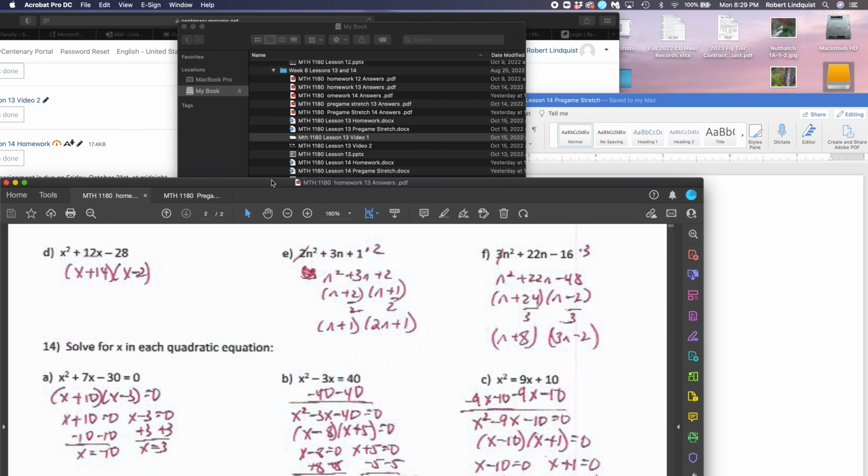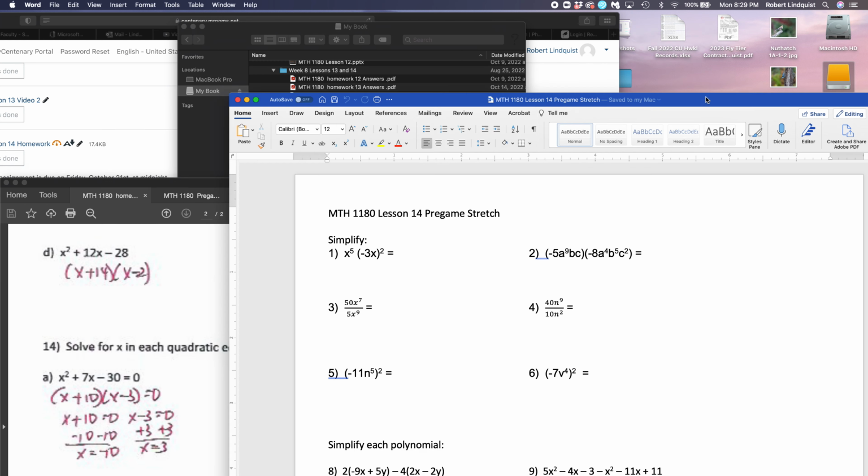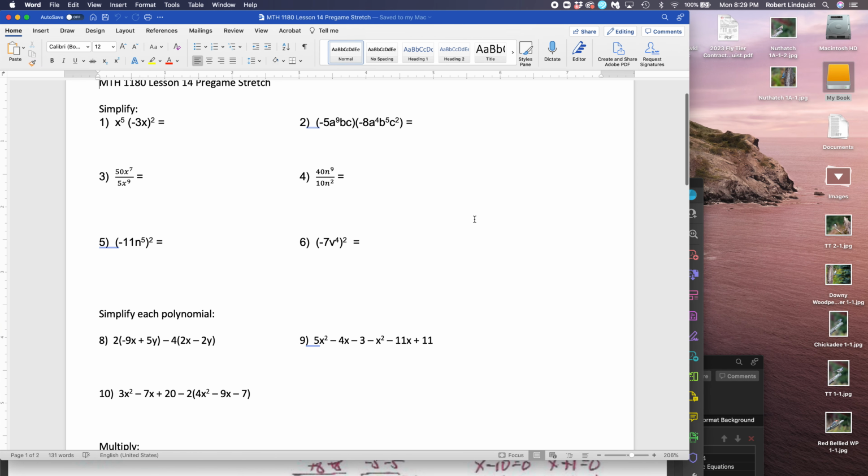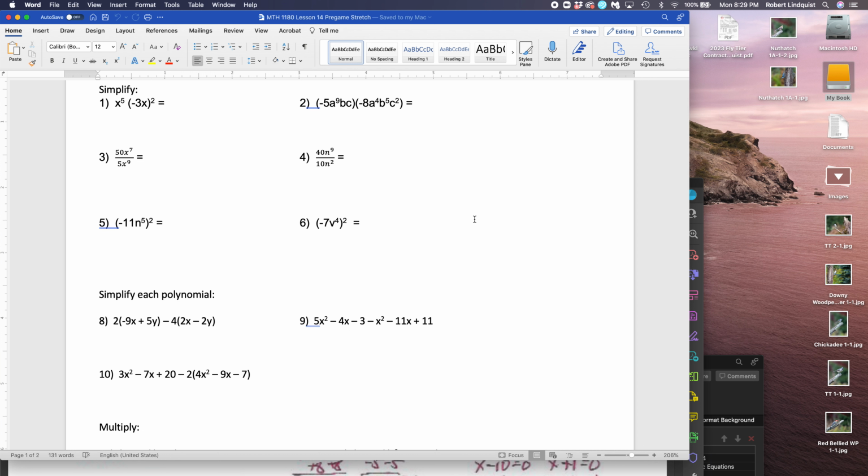homework number 13. Now let's take a look at the pregame stretch for number 14, which of course you can download off Moodle, or you can just do stop and start with this and get all the questions answered. I'll show you the answers to them in just a couple of minutes.